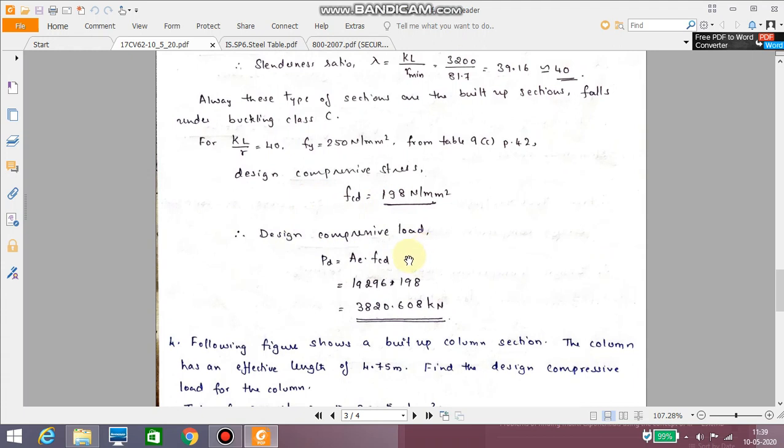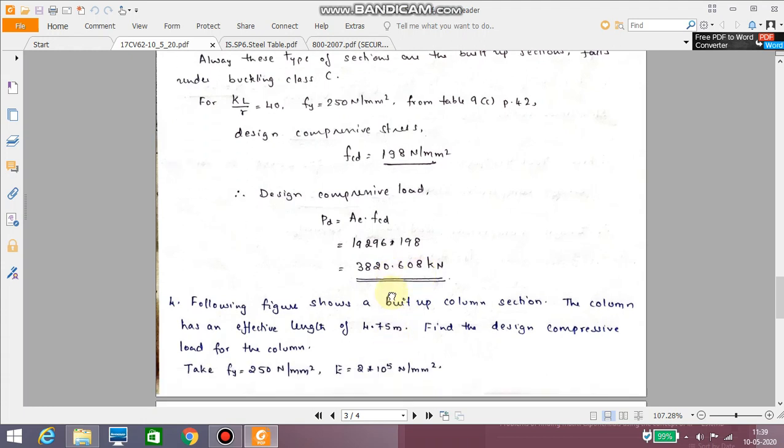Therefore, the design compressive load will be Ae into fcd. The area multiplied by fcd gives us 3820.608 kilonewton. In the previous video lecture, I showed table number 9C instead of table number 9B. Make a correction.